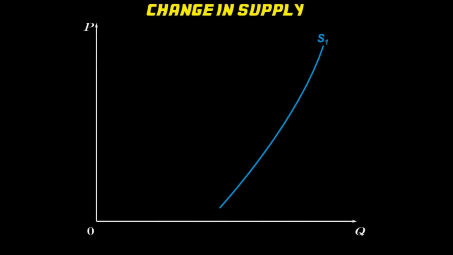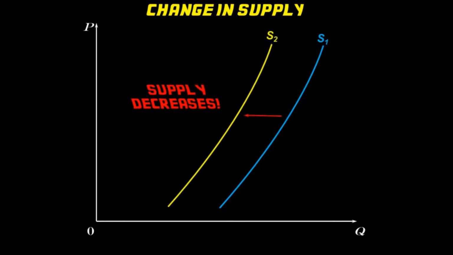From this, we know that a rise in the prices of factors of production and also bad weather will decrease supply and shift the supply curve leftwards.